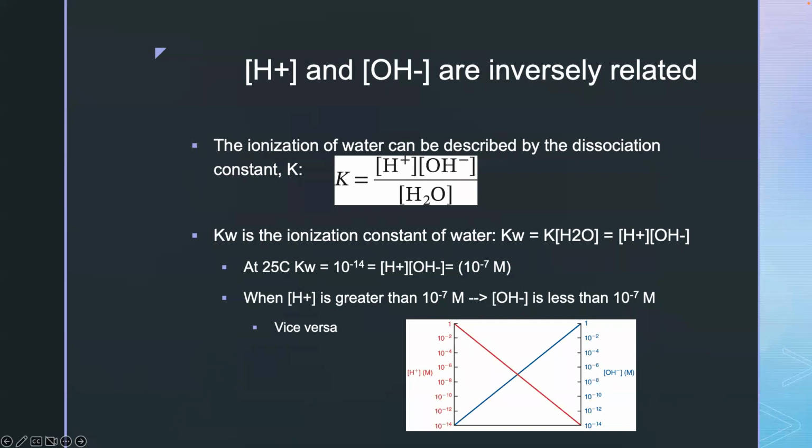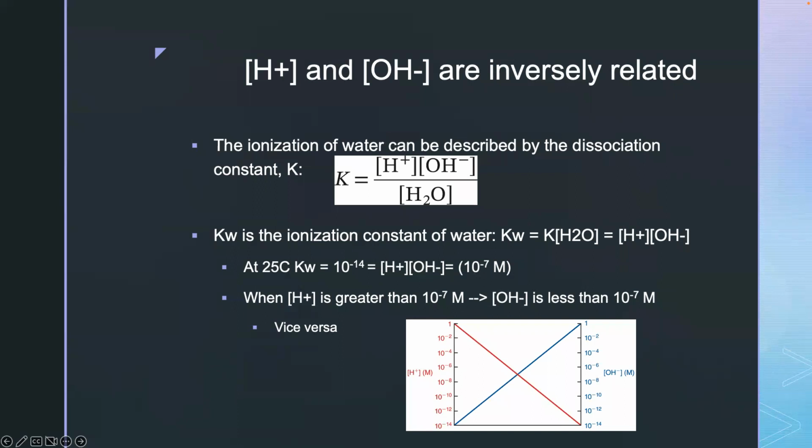And so when water comes apart, we have about 10 to the negative 7th hydrogen ions that have dissociated and 10 to the negative 7th hydroxide ions. If you remember this from Gen Chem, the brackets mean concentrations. And so we can describe this by using a constant called the ionization constant or the dissociation constant.